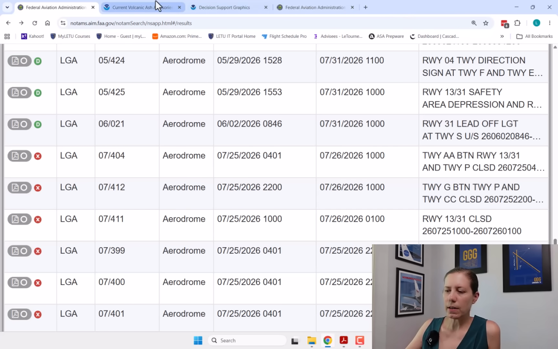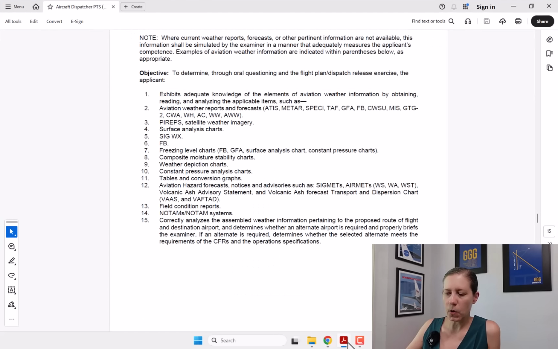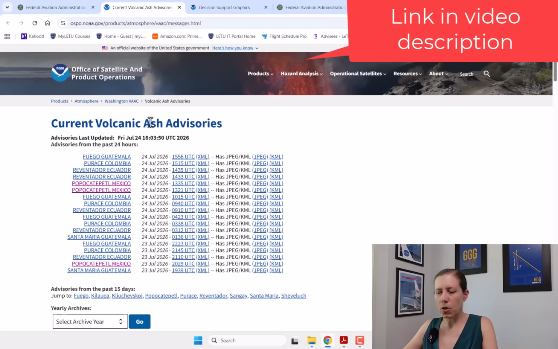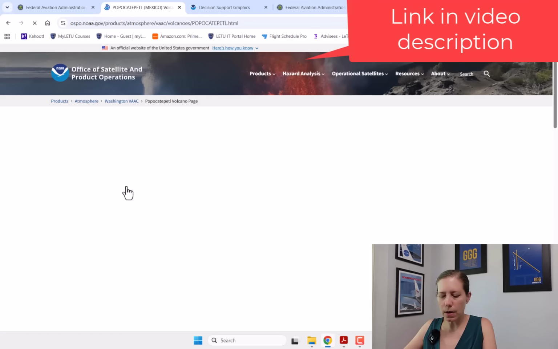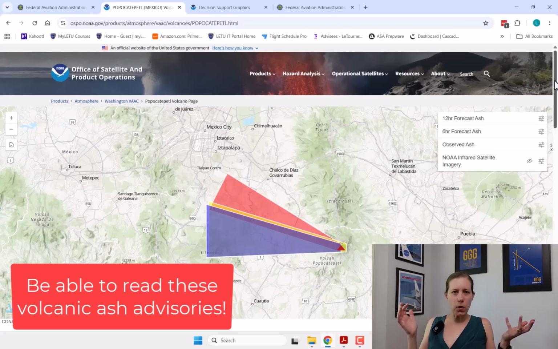Okay, so now let's talk about another item that is on that list, and that is volcanic ash advisories. So I will link to this so you can look at these too, but this is the current list of volcanic ash advisories going on. So I just looked at this volcano here in Mexico. So let us take a look at this and we'll ask some simulated oral questions about this. So what is a volcanic ash advisory or a volcanic ash warning? What is that about?